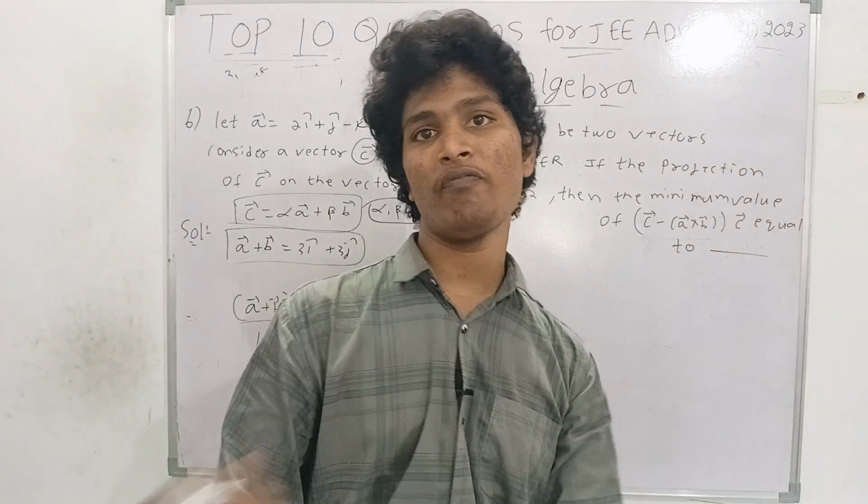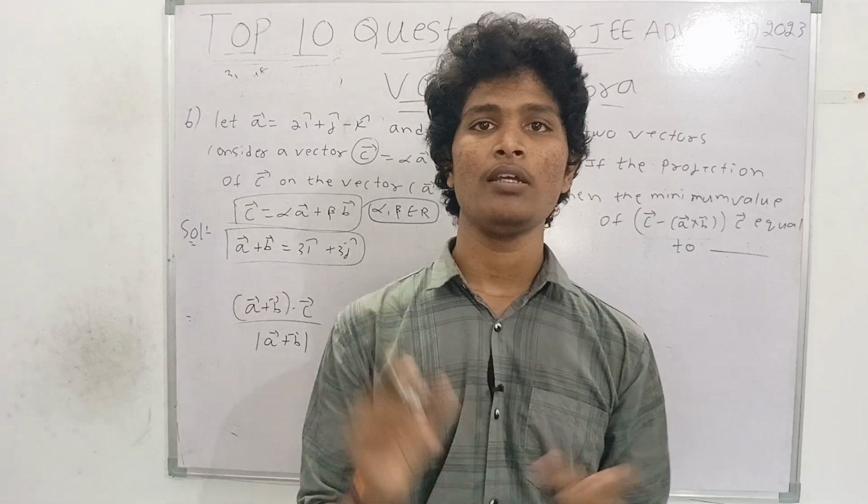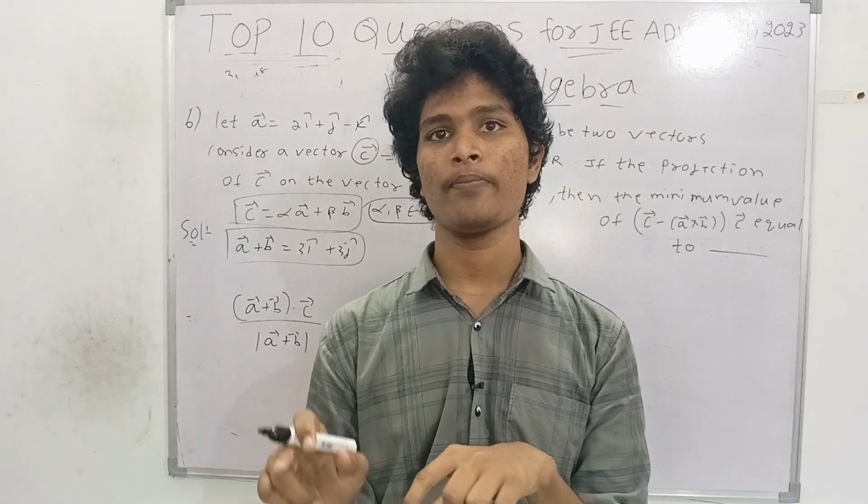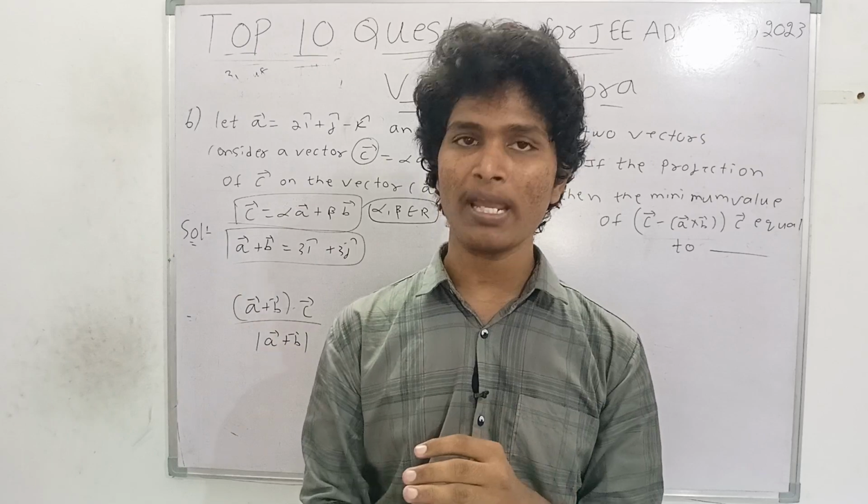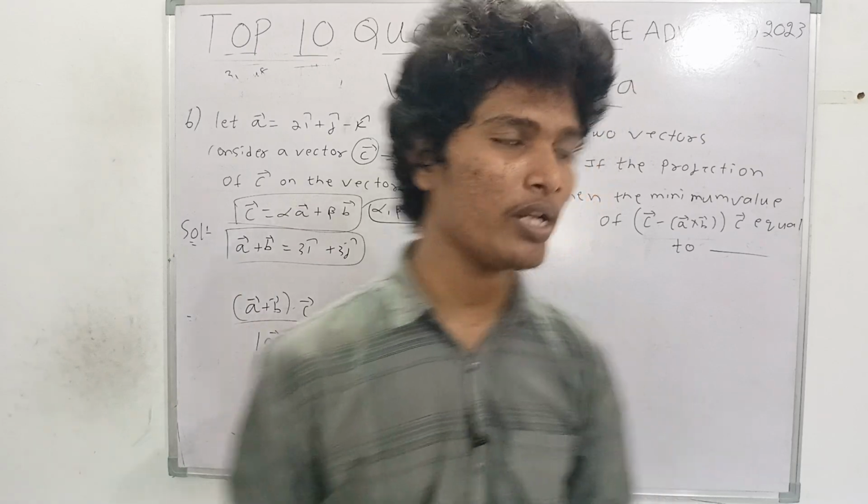Because this is a projection formula. What is the projection of A bar on vector B vector? It is A dot B divided by mod B. On the vector, what is the vector? It will be under the denominator. It is very important.